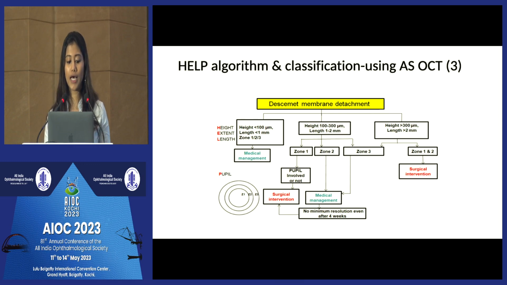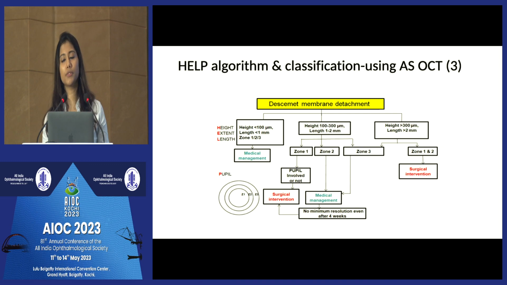So the first one, when the height is less than about 100 microns and the length less than about 1 millimeter, when either of the zones are involved, 1, 2, or 3, we can go ahead with the medical management. Second category, where the height is between, all these measurements are based on the ASOCT, 100 to 300 microns, length somewhere between 1 to 2 mm, again we classify it as zone 1, 2, and 3. Zone 1, whether the pupil is involved or not. If the pupil is involved, then surgical intervention would be the method. If zone 2 and zone 3, then we can follow medical management.